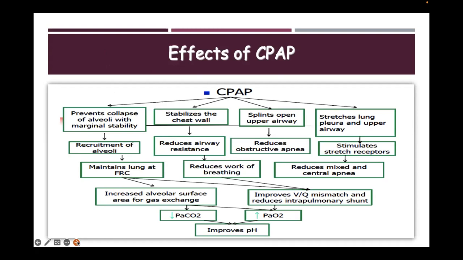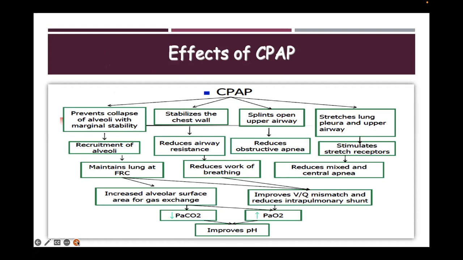CPAP establishes FRC by providing constant distending pressure. Once the alveoli are recruited, there is improvement in the ventilation perfusion and decrease in the ventilation perfusion mismatch. This improves oxygenation, causes CO2 washout. Also, in preterm babies, the airways are very pliable because of less cartilaginous tissue and less muscle mass, leading to collapse of the airways.